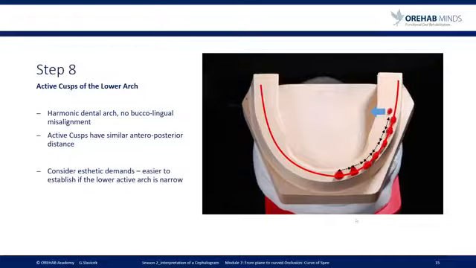And these geometrical principles apply also from a cranial view. There is a harmony in this system already. A harmonic dental arch, no buccal-lingual misalignment. Active cusps have similar anterior-posterior distances, and we are considering aesthetic demands. Easy to establish if the lower active arch is narrow. So when we keep the active arch in the lower narrow, it is easier to create aesthetics in the upper arch.